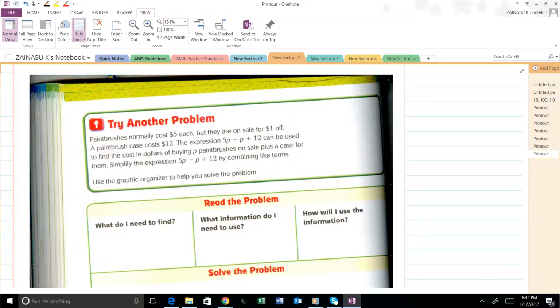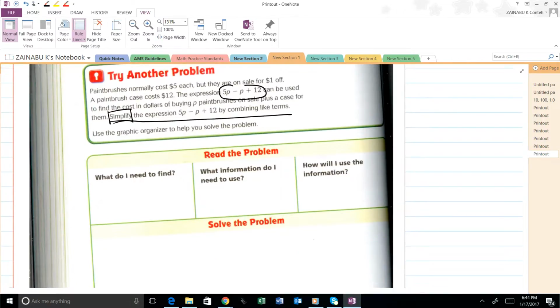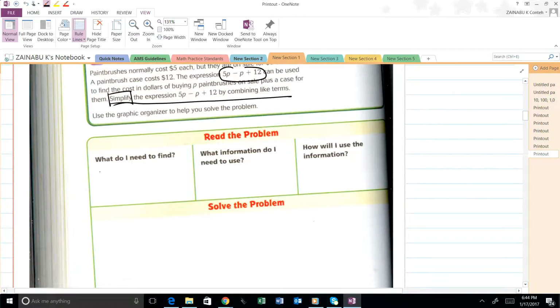So let's just underline what we have to do, and let's go ahead and circle or box in any of those important facts. And the fact that we're simplifying this expression, I think that's important as well. Well, what do we need to find? Well, we need to find a simplified expression for what we have here, 5p minus p plus 12.